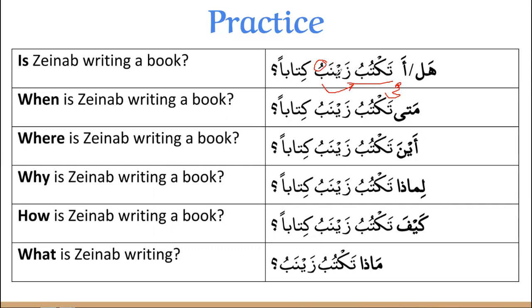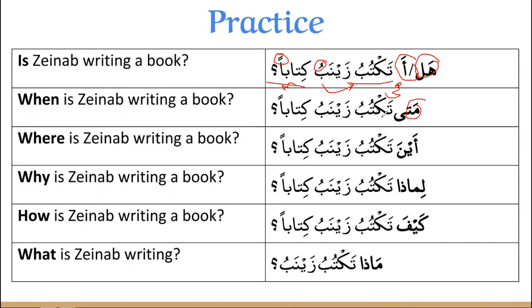Taktubu Zainabu means Zainab writes. Kitaban is Nasab, so it means the details, Maful. Taktubu Zainabu Kitaban means Zainab writes a book. We add hal or a, and it will make it a question. Is Zainab writing a book? Okay. Is Zainab writing a book?